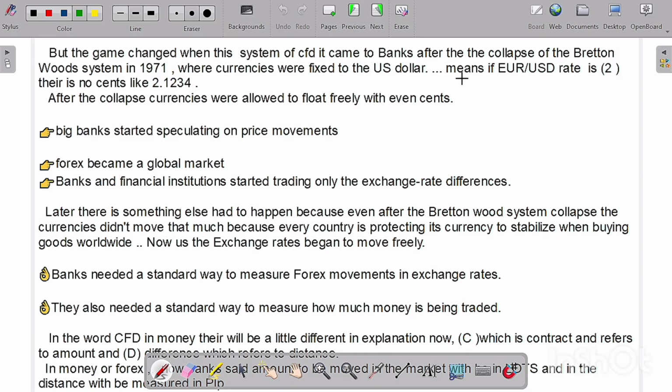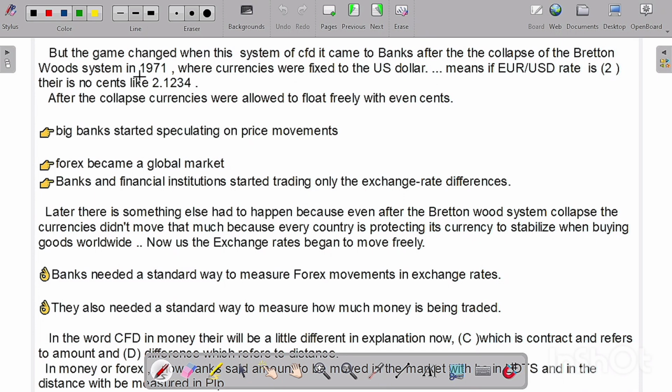fixed to the US dollar, meaning in Euro USD, for example, the rate is $2. There's no sense of 2.1234. It wasn't like that. It was a fixed rate, if it is $2 final, nothing else. But now after the Bretton Woods system collapsed in 1971, the currencies could fluctuate freely. After the collapse, currencies were allowed to float freely, even with cents.